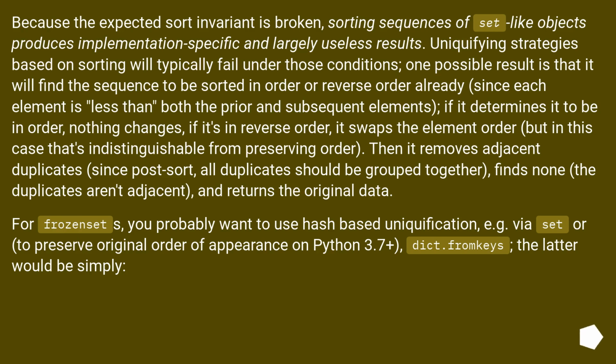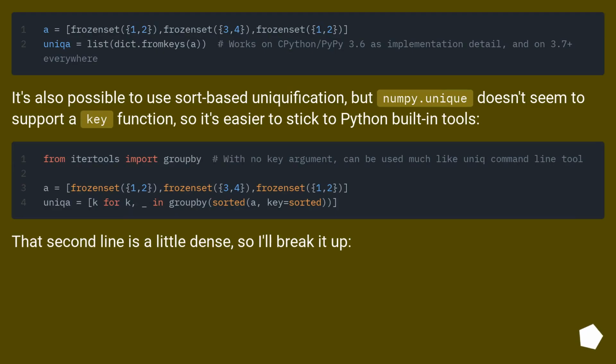For frozensets, you probably want to use hash-based unification, for example via set, or, to preserve original order of appearance on Python 3.7 plus, dict.fromkeys. The latter would be simply as follows. It's also possible to use sort-based unification, but numpy.unique doesn't seem to support a key function, so it's easier to stick to Python built-in tools.